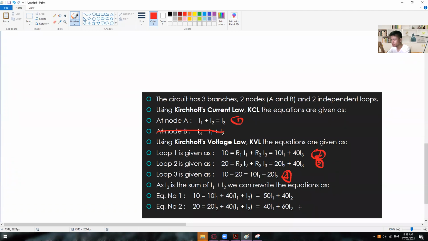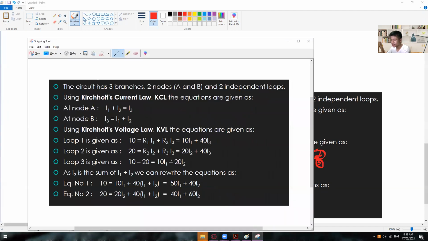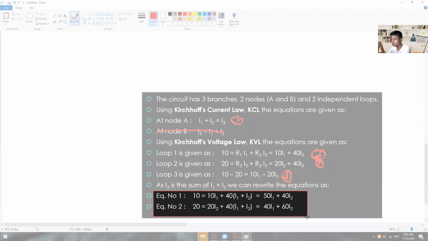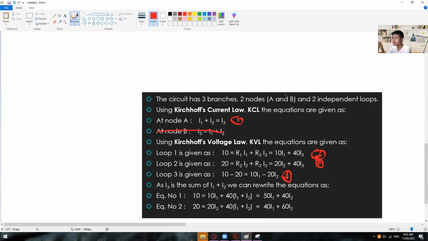So from here, we can already solve the unknowns. Okay, so you can use these two equations. Let me just write that one. So we have equation number 1, which is 10 is equal to 50I sub 1 plus 40I sub 2. And then for the second equation, we have 20 is equal to 40I sub 1 plus 60I sub 2.